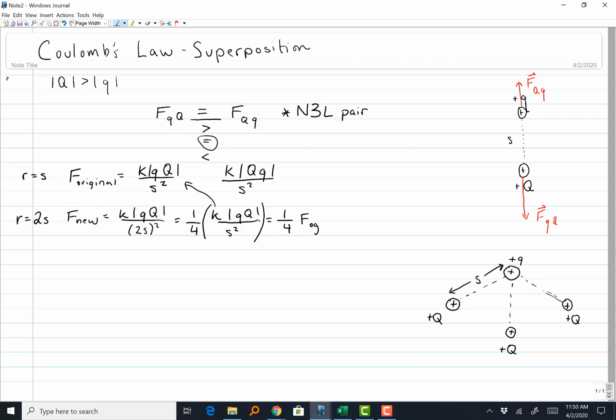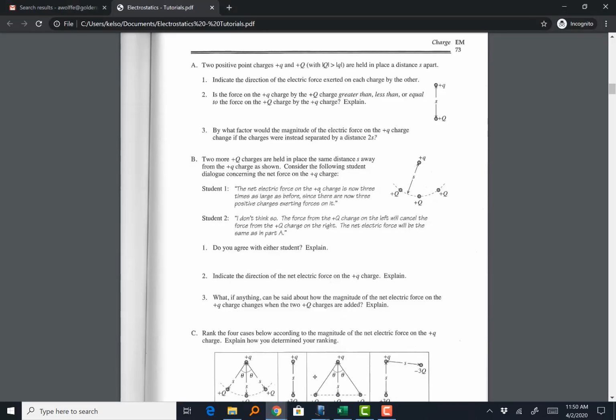All right, so let's look at that conversation and see which student we agree with. The first student says the net electric force on little q is now 3 times as large as before, since there is now 3 positive charges exerting forces on it. And student 2 says, no, I don't think so. The force from the big Q on the left will cancel the force from the big Q on the right, and the net electric force will be the same as in part A.